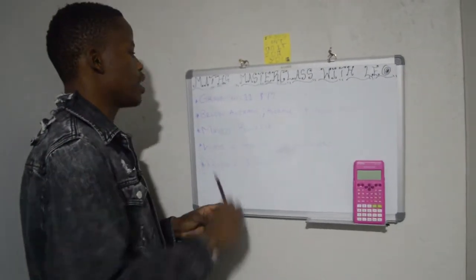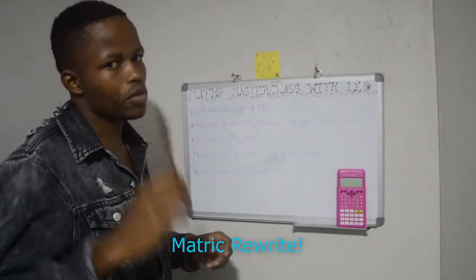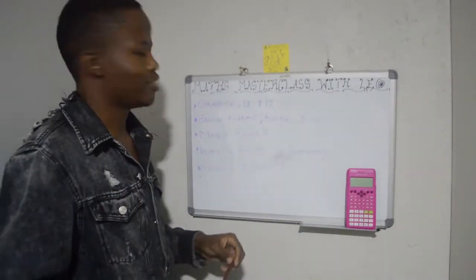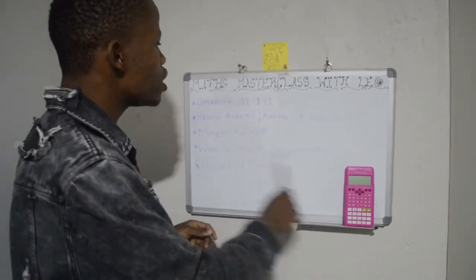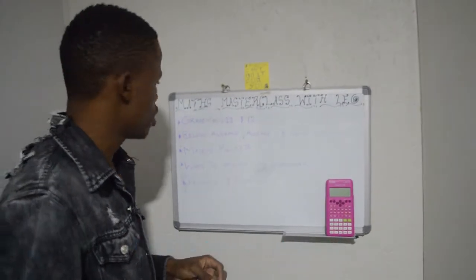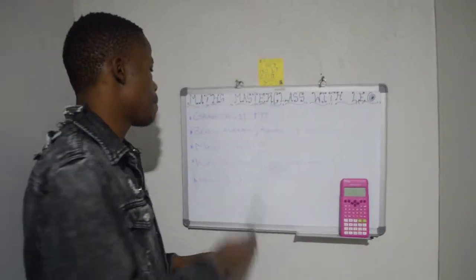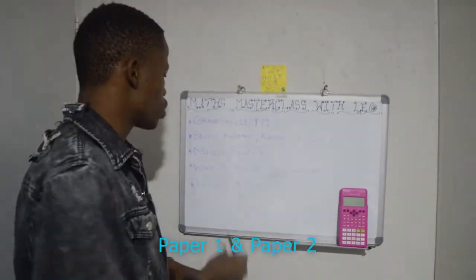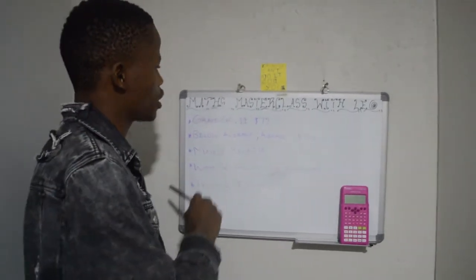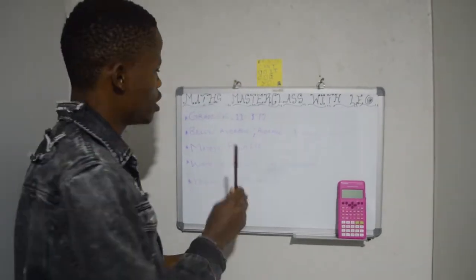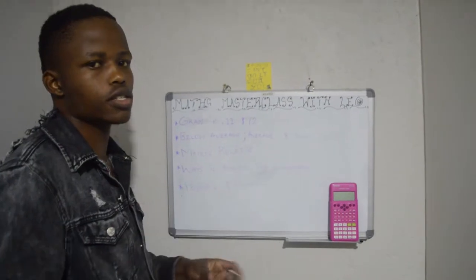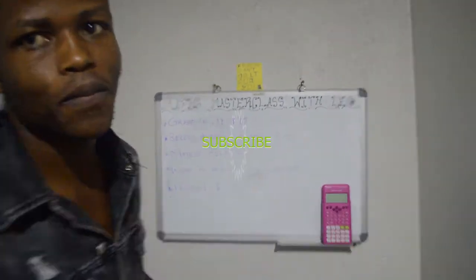We'll also be dealing with learners who want to rewrite maths. They've been struggling with maths. And then we'll be dealing with ways to answer questions, how to attempt questions, how to actually pass maths. And then we'll be dealing with question papers, paper 1 and paper 2. You know those simple chapters in paper 1 when you talk about the average or below average learners. You know those questions. And when you talk about paper 2, you know those chapters, statistics, and so forth.